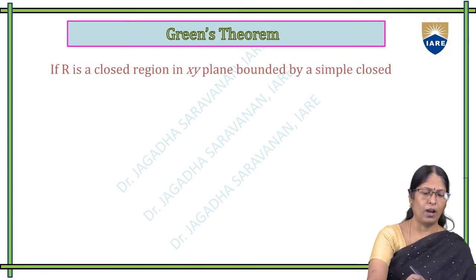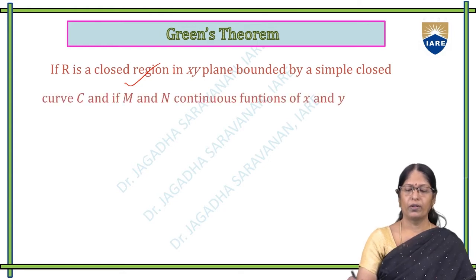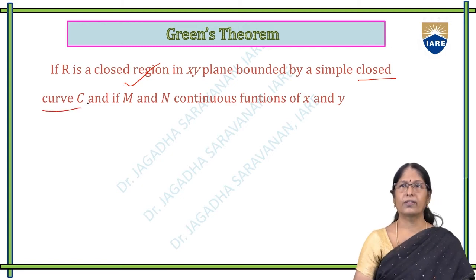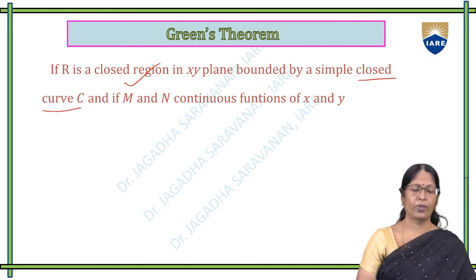If capital R is a closed region in the xy plane bounded by a simple closed curve, that is, the starting point and the terminating point coincide in a curve, such a curve is called a closed curve.